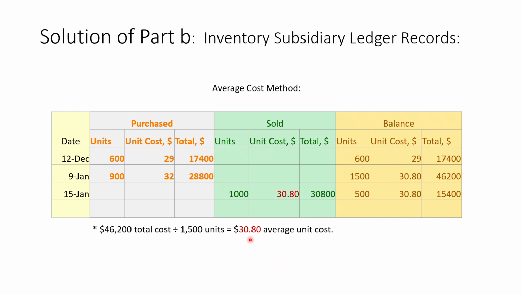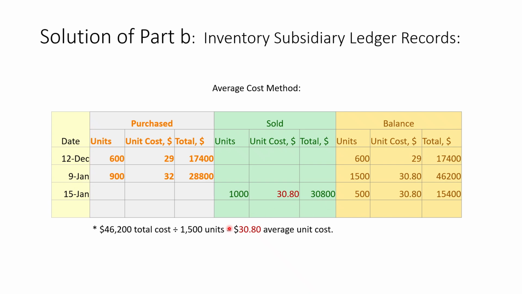The cost we are incurring for one bike is $30.80. This is the average. When we are selling 1000 bikes, we will multiply it by $30.80. The total cost of goods sold, because 1000 were sold, will be $30,800. It means the cost price of goods sold is $30,800.